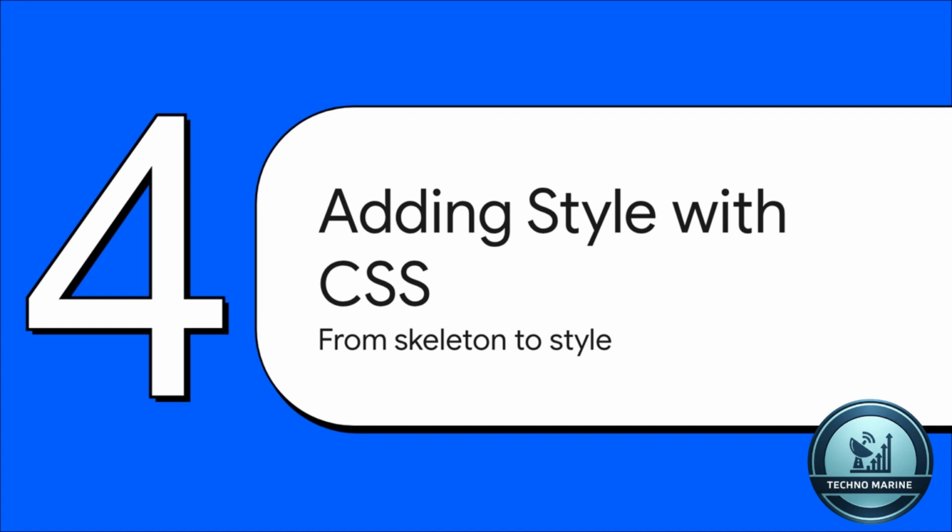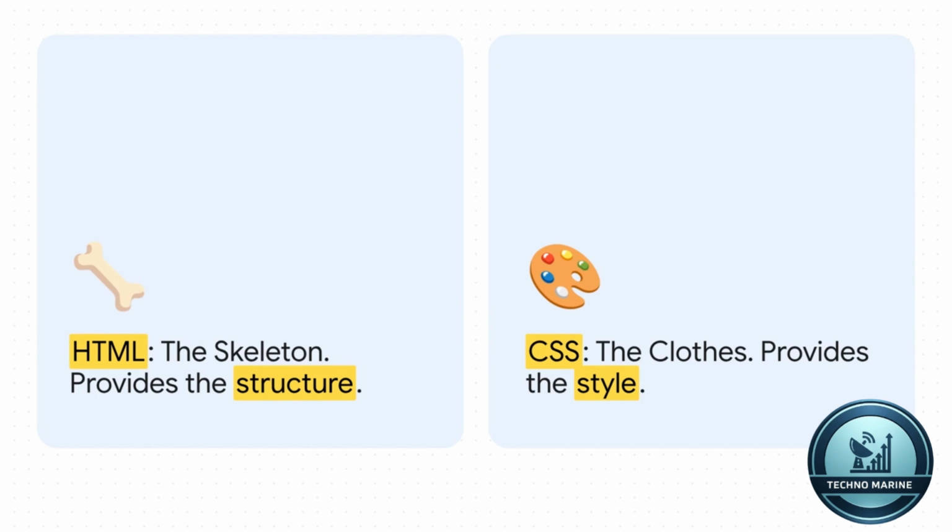And for that, we're going to turn to cascading style sheets, or as you probably know it, CSS. You know, the classic analogy here is just perfect. If HTML is the skeleton, it gives everything its shape and structure, then CSS is the wardrobe. It's the clothes, the colors, the spacing, the fonts, all the stuff that gives it a unique personality.